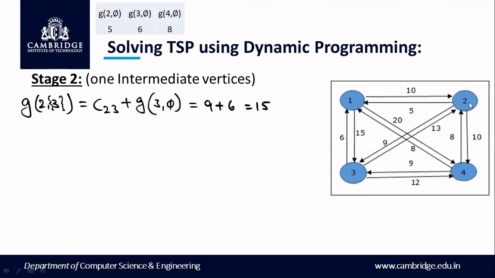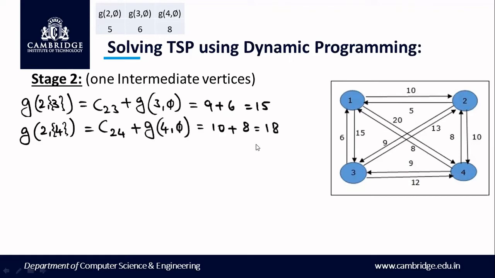Similarly, vertex 2 also has an option to reach 4 and then connect back to the source vertex. So that can be given as G of 2 comma 4, which is nothing but cost of connectivity from 2 to 4 plus shortest path from 4 to destination.